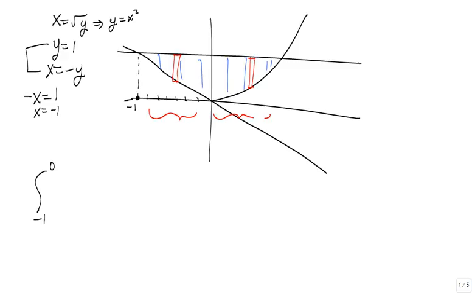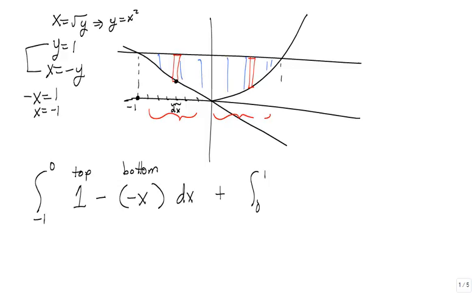Here the top function is 1. The bottom function, the bottom of the rectangle, touches that line there, which is minus x, dx. And again, I'm using dx because the width of my rectangle is delta x. Then I'm going to go from 0 to 1. This is 1. And my top function here is 1. And my bottom function here is x squared. And integrate that. Okay, so again, I'm just setting these up.